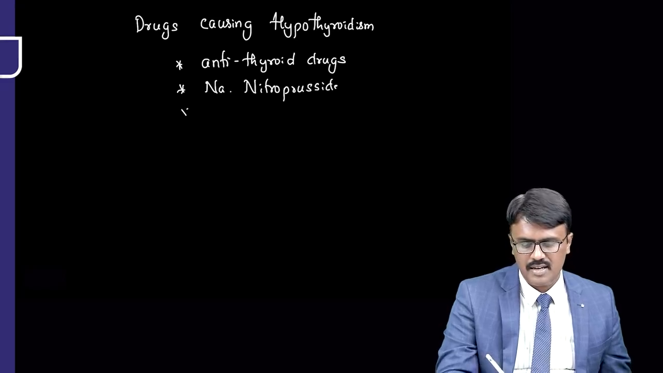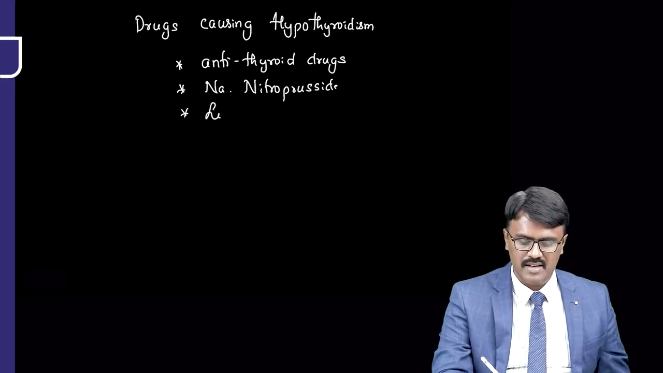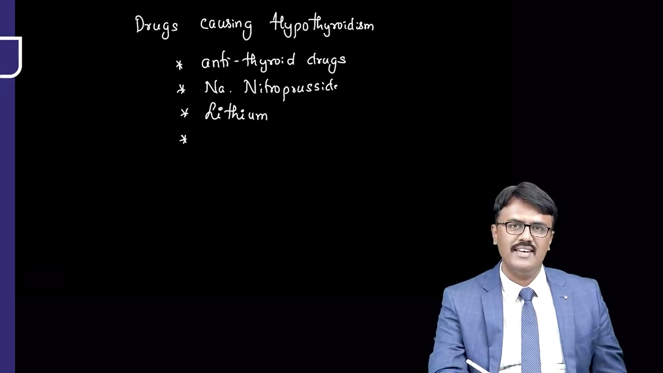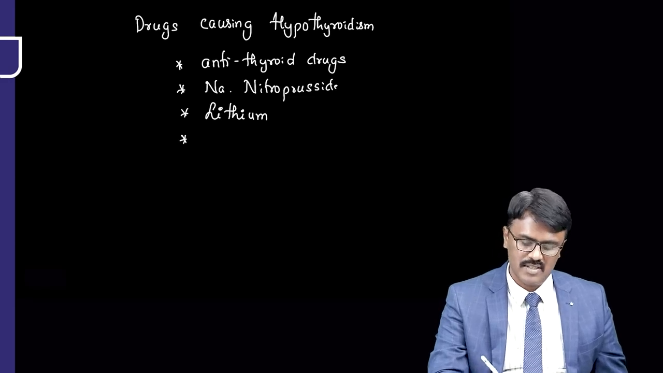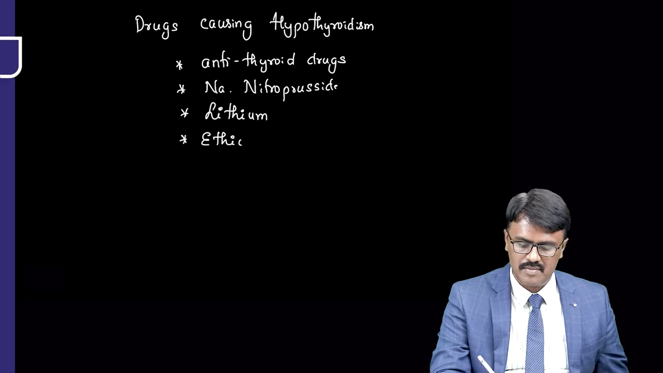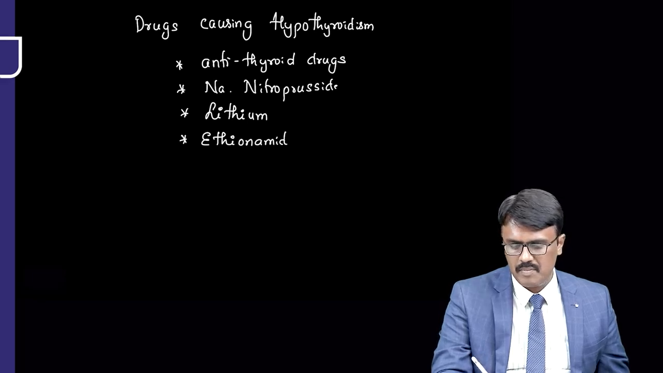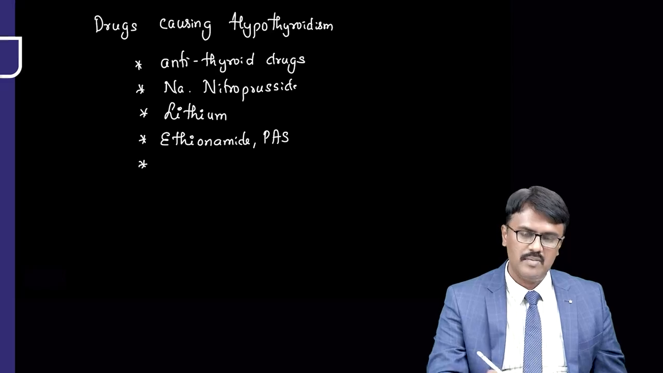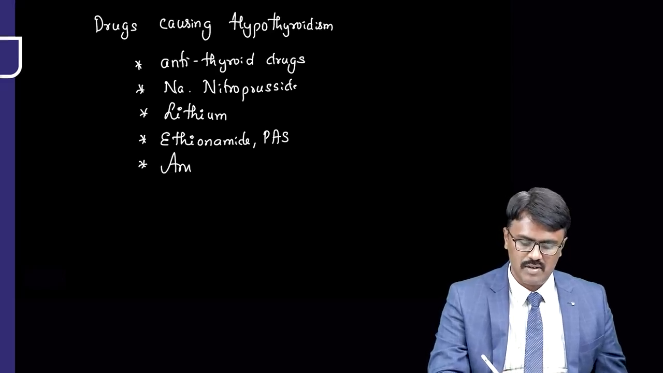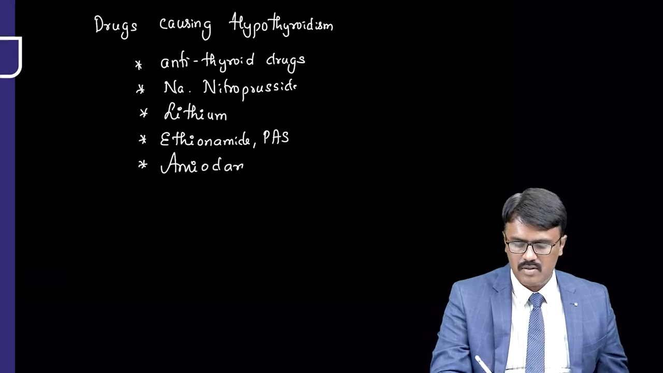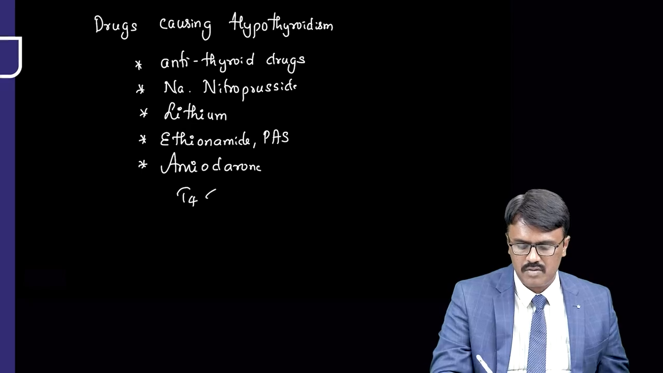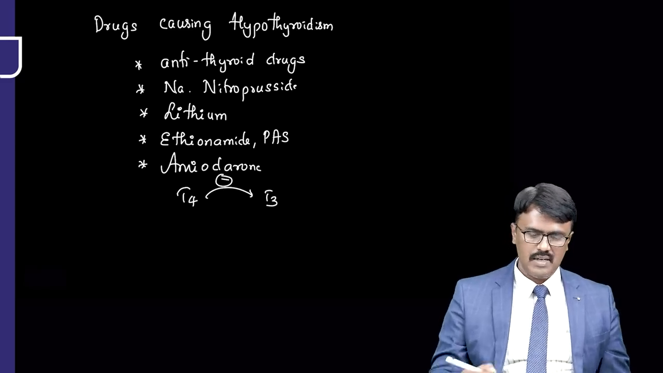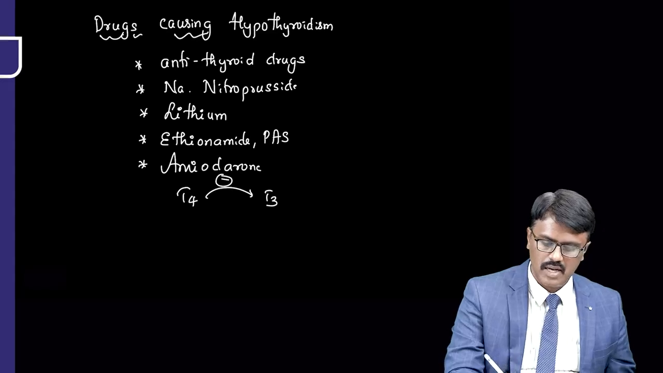We have a drug used in mania. I think you would have guessed the drug now, and that is lithium. And then we have another drug used in tuberculosis, ethionamide, and PAS, para-aminosalicylate. Can you guess one more, an antiarrhythmic drug? That is amiodarone. Amiodarone inhibits the conversion of T4 to T3, and these are the drugs which cause hypothyroidism.